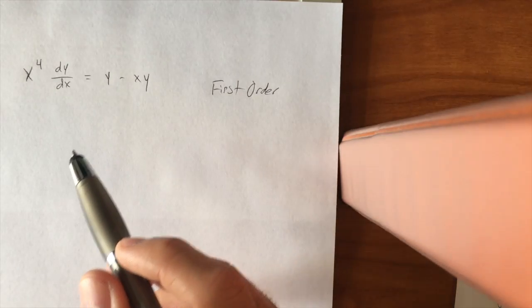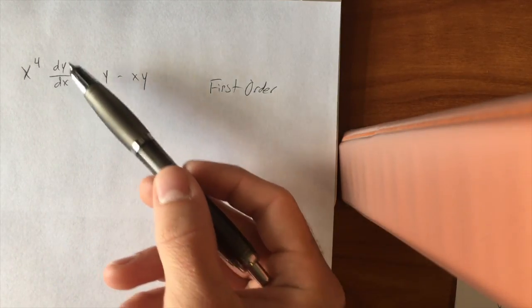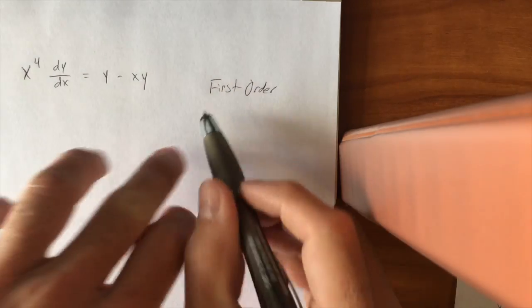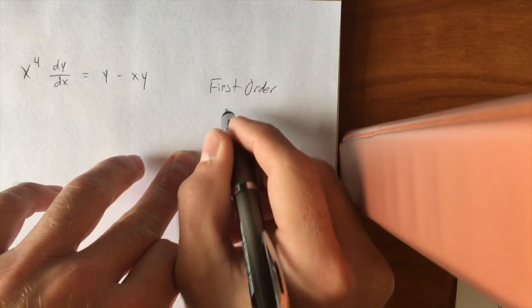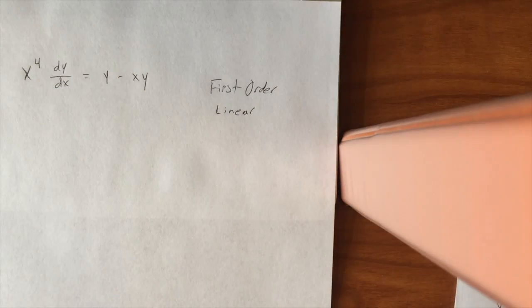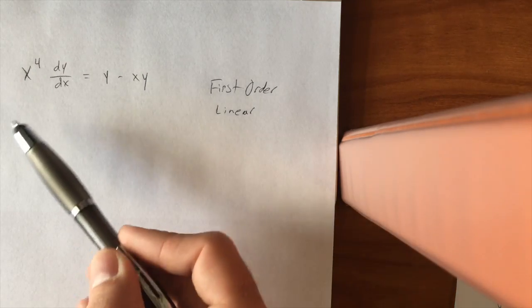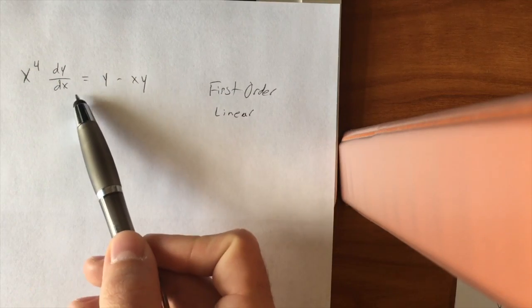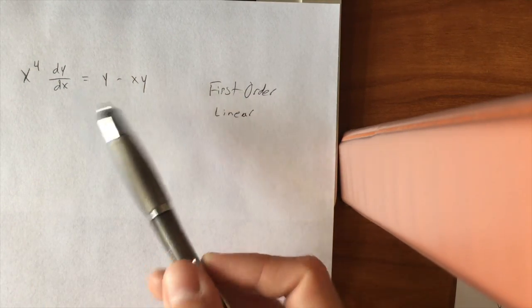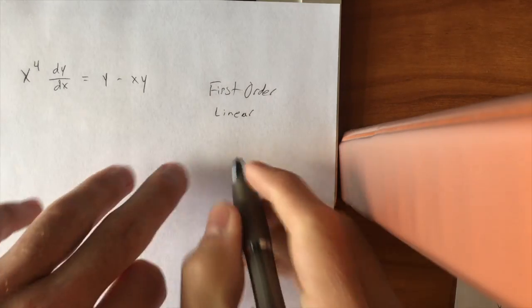We know that it is linear because all functions of y are to the first power, meaning that they're linear. And we can also tell that it is homogeneous because we don't have any standalone functions of x. So we have an x here multiplied by a y prime, essentially, and an x here multiplied by y. So it is all homogeneous.